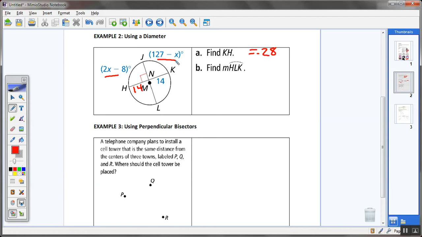Yeah, so for this one right here, isn't this arc right here going to equal this arc? And if I can find this arc and this arc, doesn't that allow me to find the rest from H to L to K down here? Yeah. Okay, so let's do that. We would know that 2x minus 8 has to equal what, kids, in part B?